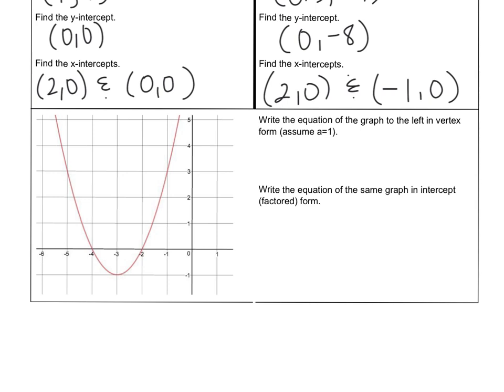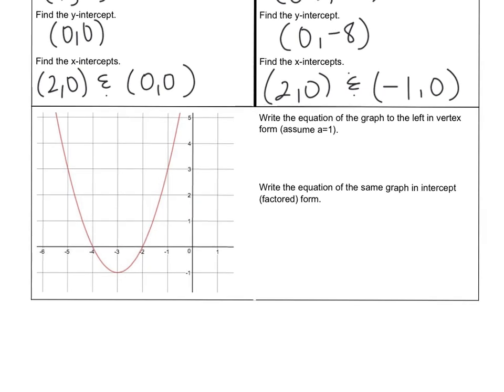So we're going to assume that A is 1 here. So for vertex form, I need to know where the vertex is, so go ahead and label it, which is at negative 3, negative 1. So we write our equation, we'll do y equals, A is 1, so we don't have to put anything in front. We do the opposite of x in the parentheses. So x minus 3 will be x plus 3 squared. And then the y value we keep the same, negative 1.